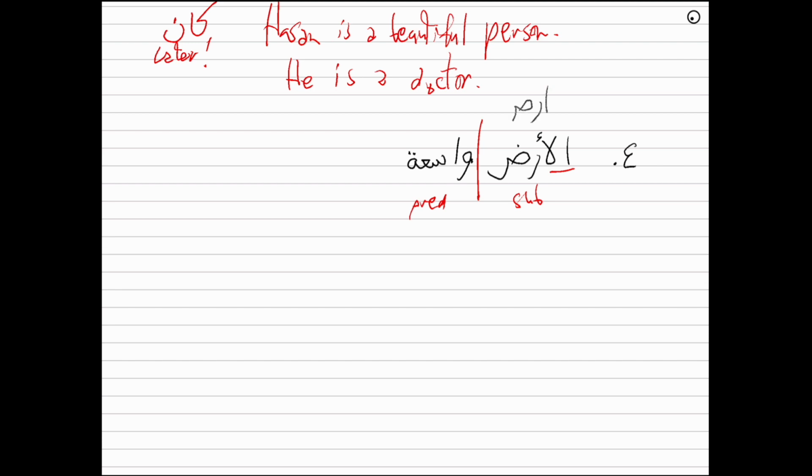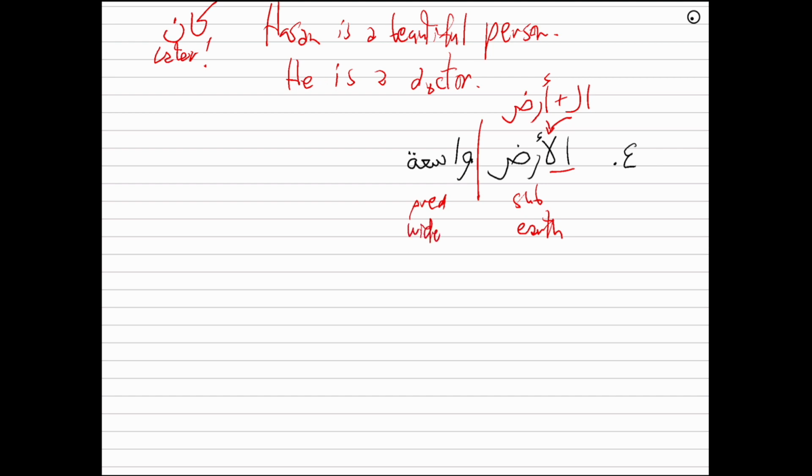This is the original. Ard, plus al. If it's lam alif that confused you, yeah, it's a combination of lam and alif, right? And then ard is one of the words that you have to remember to be feminine for absolutely no good reason. Ard means earth, by the way. Wasia is wide.